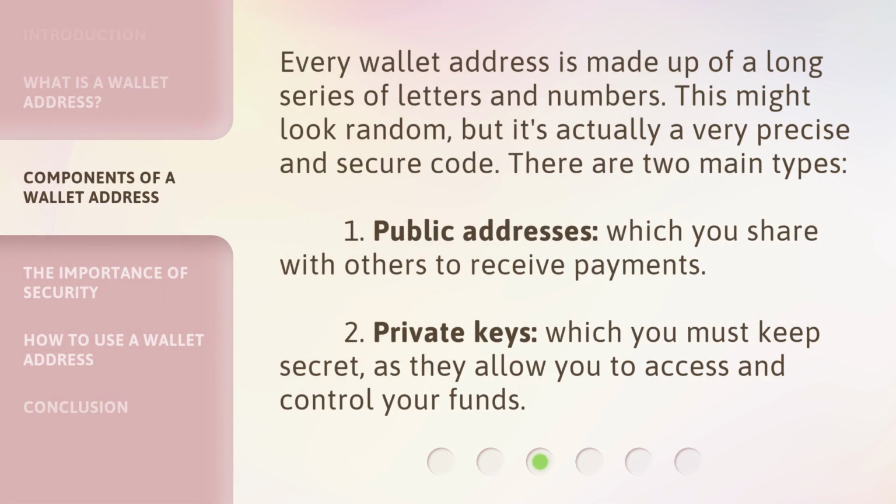Every wallet address is made up of a long series of letters and numbers. This might look random, but it's actually a very precise and secure code. There are two main types. 1. Public addresses, which you share with others to receive payments. 2. Private keys, which you must keep secret, as they allow you to access and control your funds.